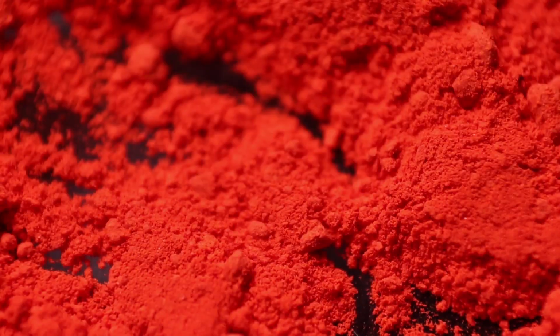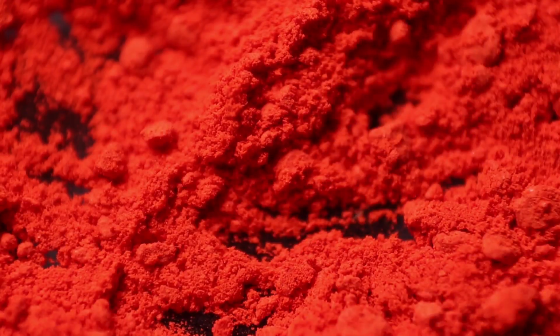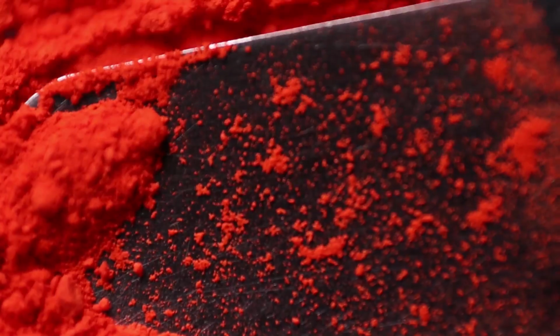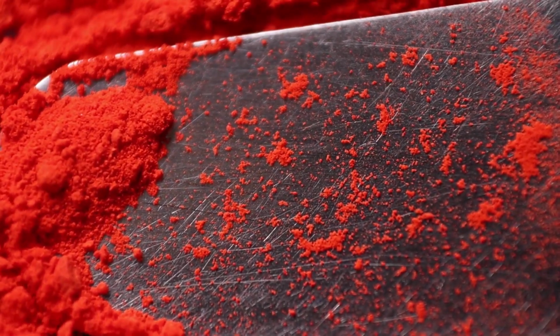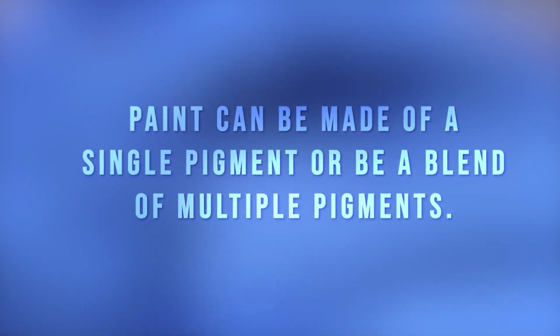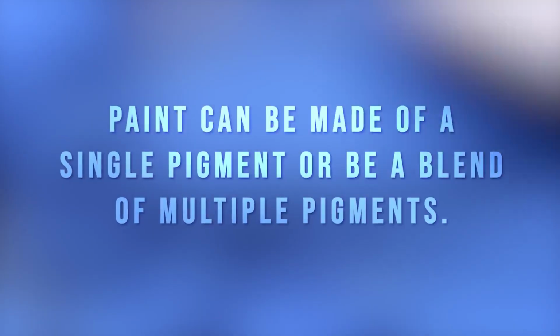The same pigment sold by two different manufacturers may not have the same appearance or the same composition. They may look very different depending on the manufacturing process. Although this can sometimes create confusion, this variety is an opportunity for artists. It's just more choice. Paint can be made of a single pigment or be a blend of multiple pigments.